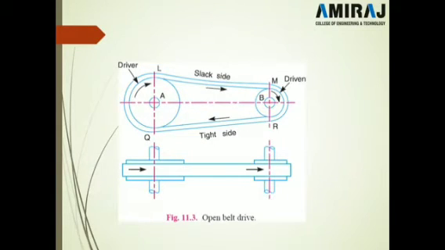See here, the driver pulley and driven pulley are used in the open belt drive, right? What is the function of the driver pulley? To drive. The function of the driver pulley is to drive. The driver pulley is run with the help of an electric motor, right? So the power which is supplied to the driver should be transmitted to the driven, right?